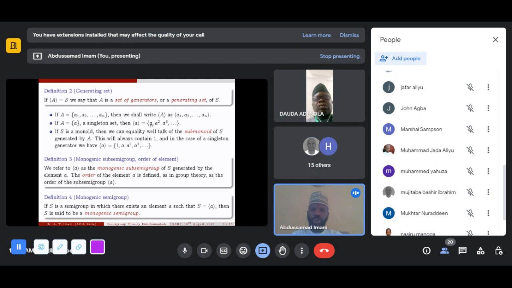And this will be all powers of that element: A square, A cube, A4, up to infinity. Actually, this may be infinite and it may be finite, because the sequence may terminate and start repeating, or it can continue infinitely many times like that. Now, if S is a monoid, then we can equally talk of the submonoid of S generated by A.